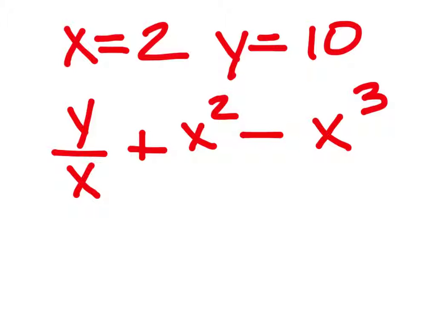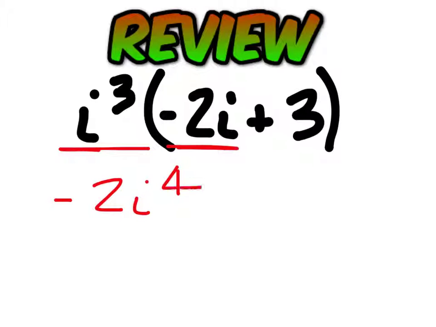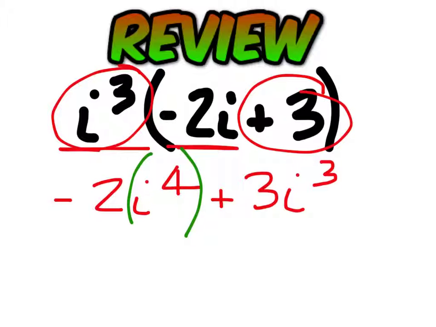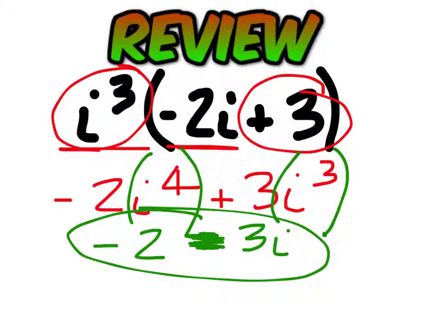The solution for the bonus is 1. Bring this up here, drop it off. Multiply i to the 3rd by negative 2i to get negative 2i to the 4th, and i to the 3rd times 3 is 3i to the 3rd. This is a 1, so you're just going to have negative 2. And this is a negative i. So instead of plus, we're going to have minus 3i. And that's the form it should be in, so it's negative 2 minus 3i.